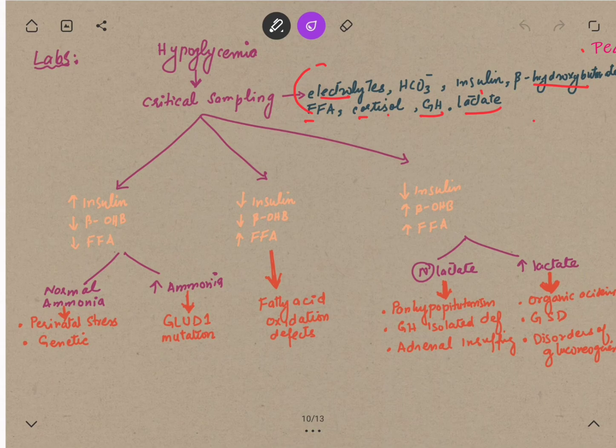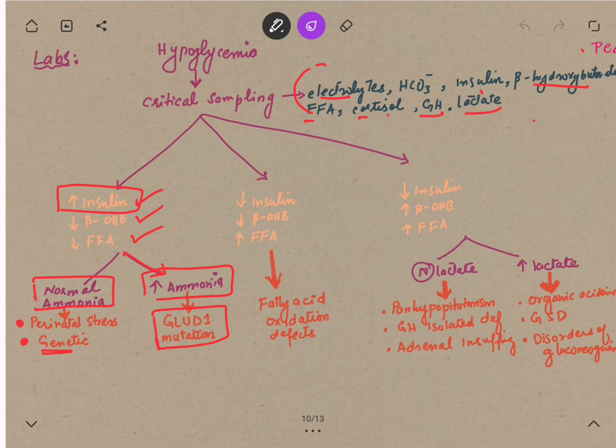Now, if we find in our investigations that the child has increased insulin, decreased beta hydroxybutyrate, and decreased fatty acids, we will do ammonia levels. If there is a normal ammonia level, it means it is either perinatal stress or a genetic cause of hyperinsulinism. While if the ammonia level is raised, then we have a condition called GLUD1 mutation.